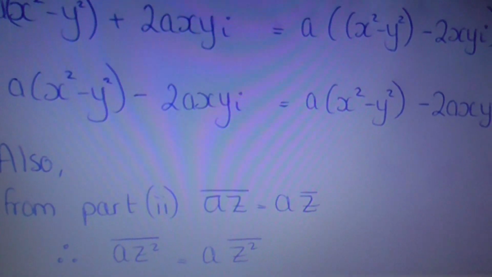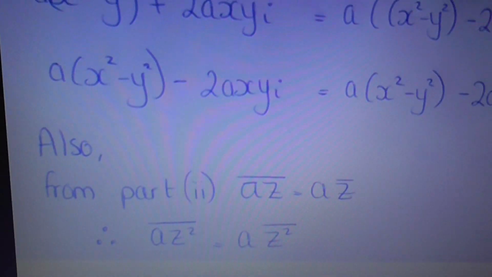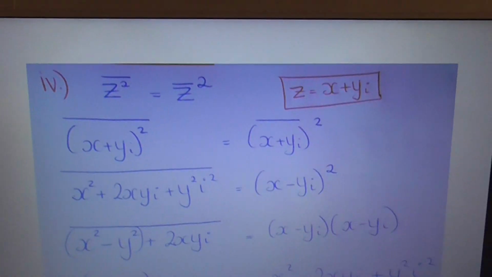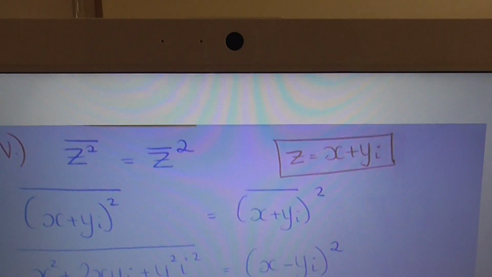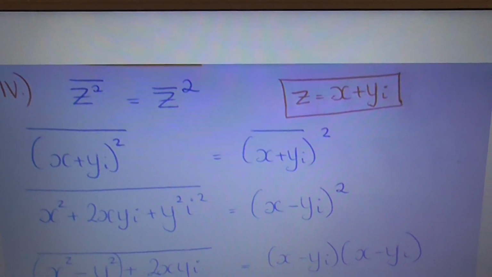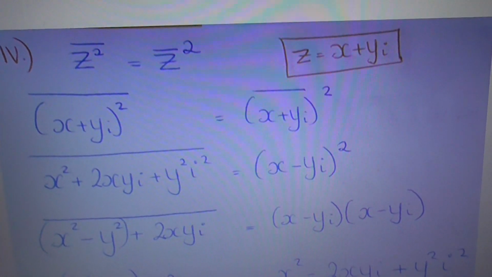But again, you probably wouldn't have realised that you could have used that. You wouldn't have, so you'd go off and do the workings like I just did to prove it out. Part 4, prove that z squared conjugate is equal to z conjugate, all squared. Again, remember what z is, x plus yi. So I'm doing out all the workings again.